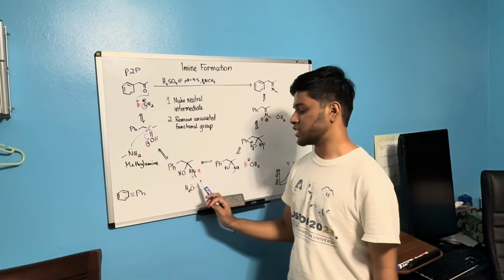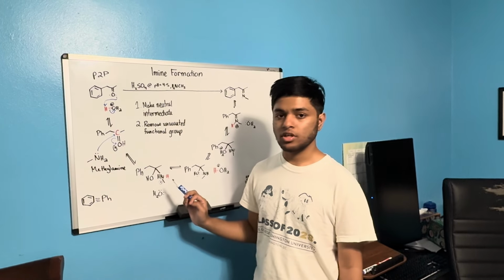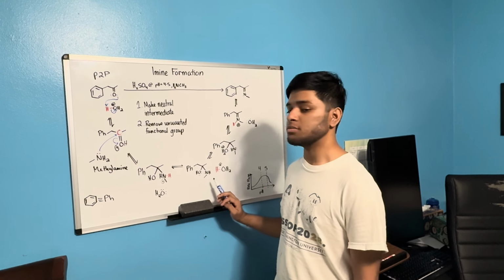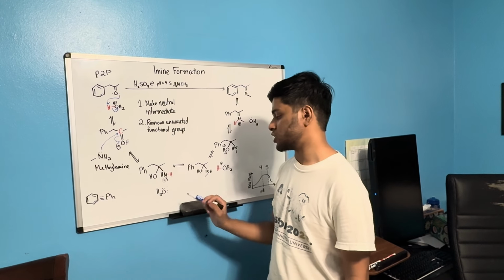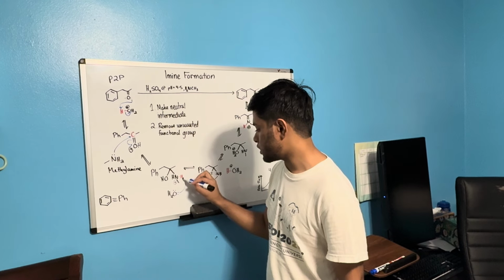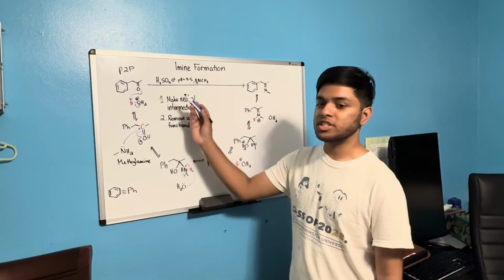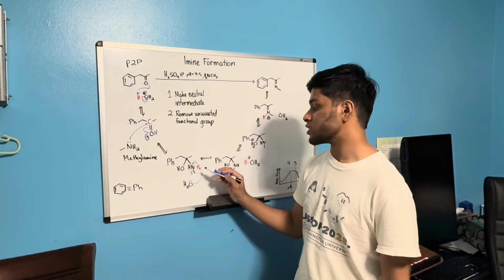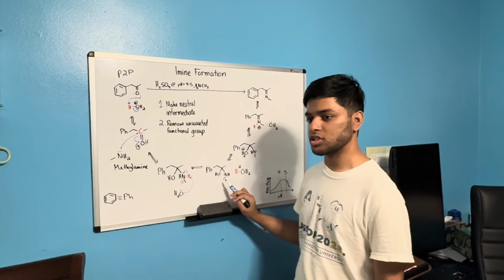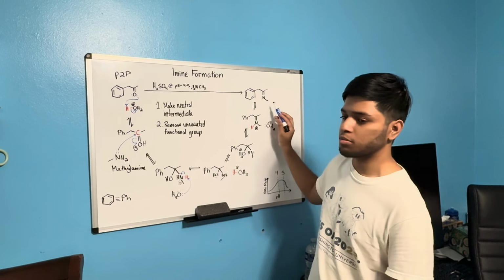Now we have this intermediate, and the plus charge is on the nitrogen. So in order to make it a neutral intermediate, we're going to have to deprotonate this nitrogen. And that can happen with this water taking this hydrogen and doing that. So as you can see, there's a lot of just proton transfers. And now you have your neutral intermediate. So from here, you're going to work towards your final product.